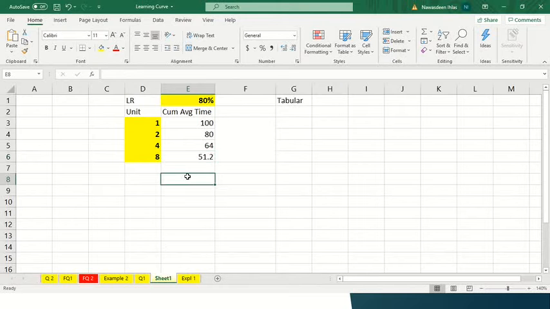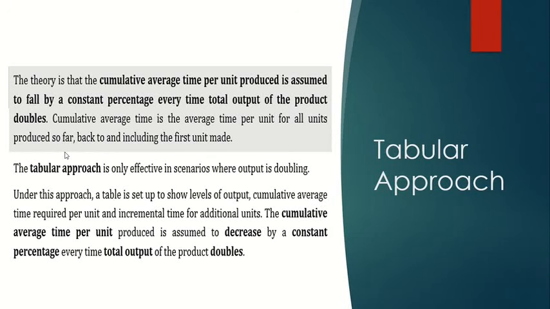Right. So this is one simple example. Right. So this is the tabular approach. So in tabular approach, remember that there are two key assumptions. One is that your cumulative average time will be reduced at a constant percentage, which means your learning rate will be constant, and the other criterion is that your output should always get doubled.